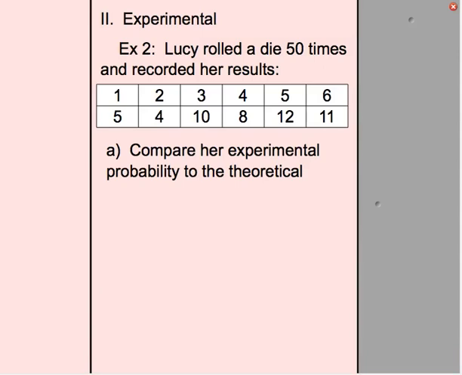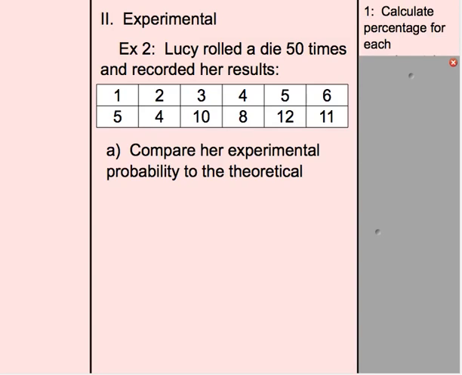Now we're going to compare experimental and theoretical, and I'm going to talk about what typically happens with experimental probability when you perform an event a lot of times. So our first event, Lucy rolled a die 50 times and recorded her results. So to compare the theoretical to the experimental, we need that percentage.